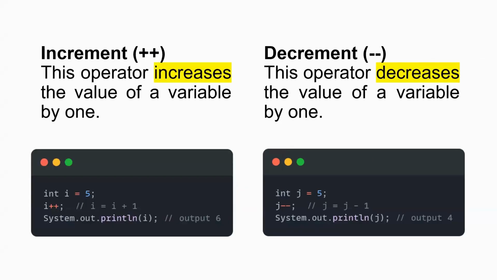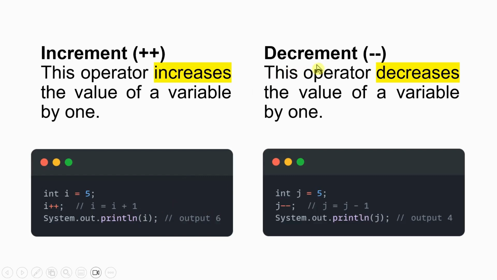The increment operator in Java is usually represented by two plus signs. This operator increases the value of a variable by 1. For example, if integer i is equal to 5 and I do i++, which means i is equal to i plus 1, then the output will be 6.